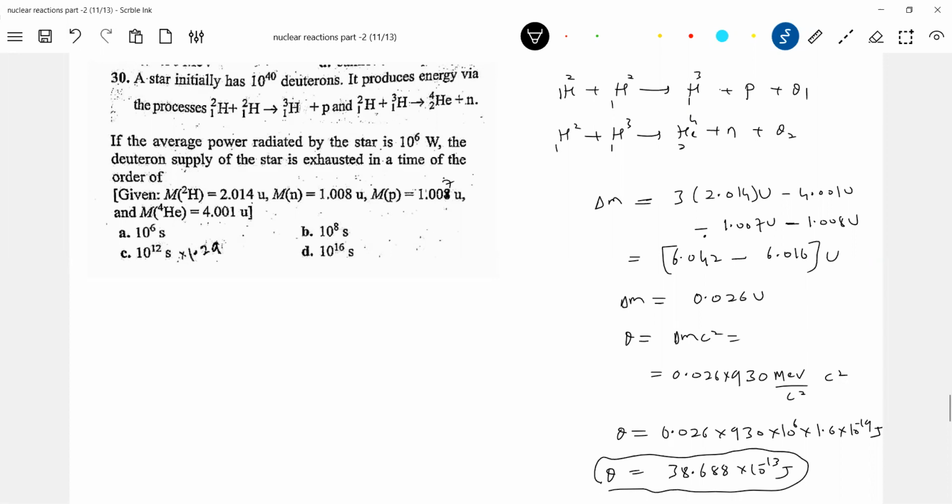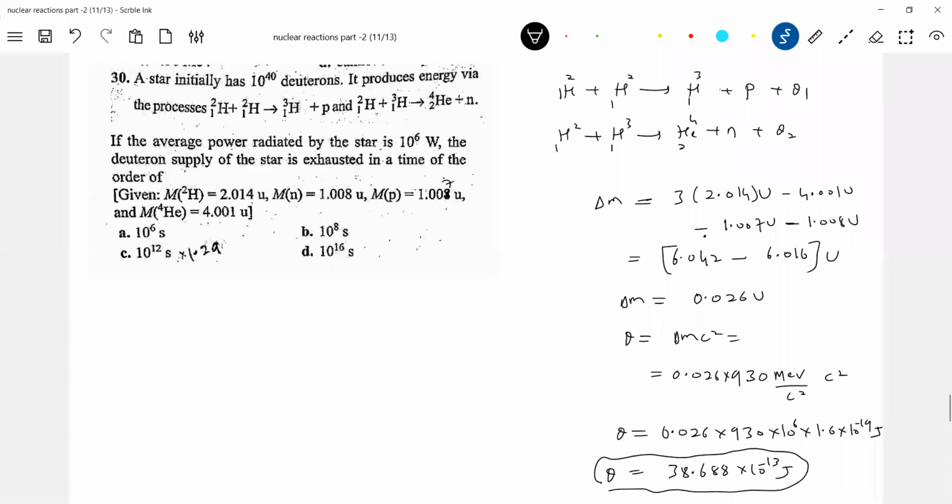I'll check the key. Wait. Let me check it. Ninth one, I'll check the answer. Sorry, 10 power 8, ninth one, C. 10 to the power of 12 is the answer; 1.29 you can neglect, no problem. 10 power 22 I'm getting, sir. 22, yes sir. 1.29 into 10 to the power of 22.